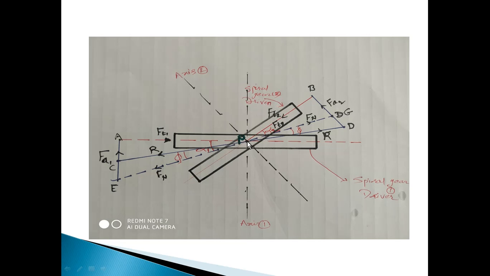How are the spiral gears connected together? The spiral gear axes are non-parallel and non-intersecting. They are not parallel to each other. So you are transmitting power in such a way that, in case of a spur gear, the gear axes are parallel to each other. In case of a helical gear also, the gear axes are parallel to each other.